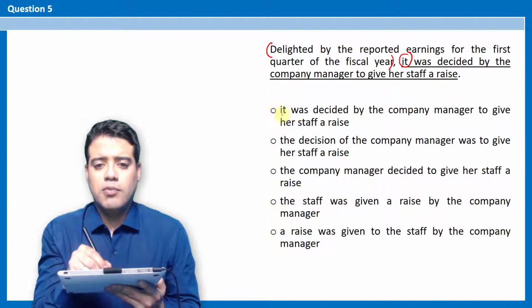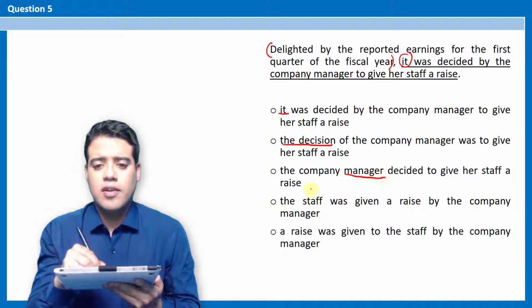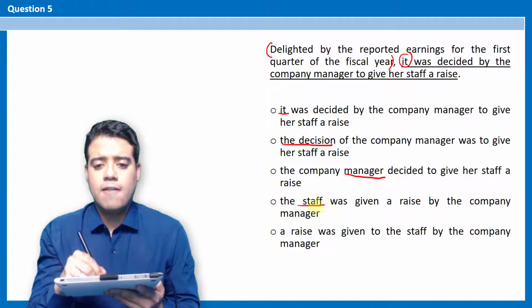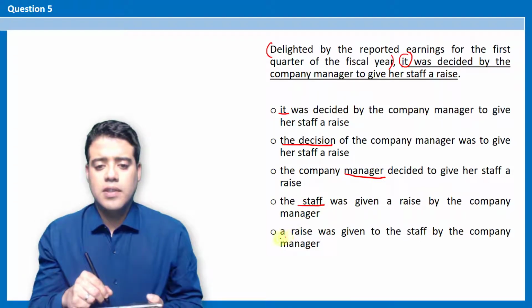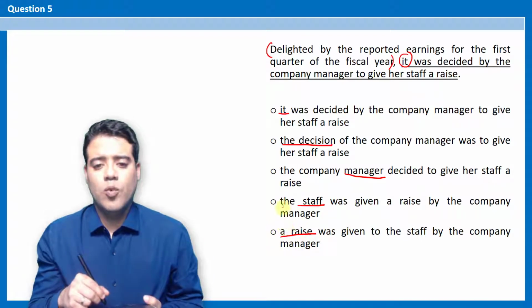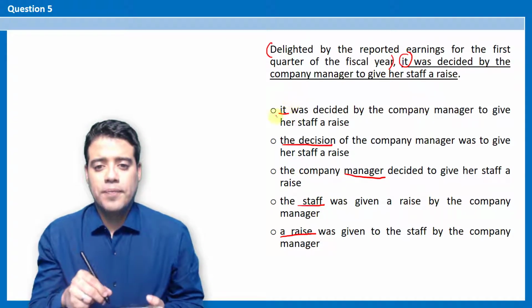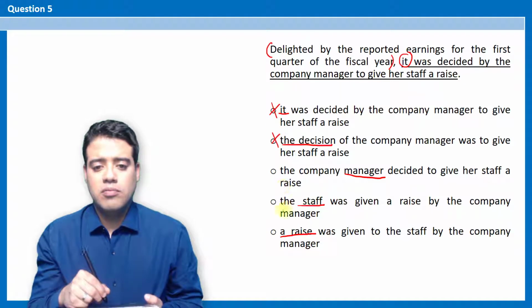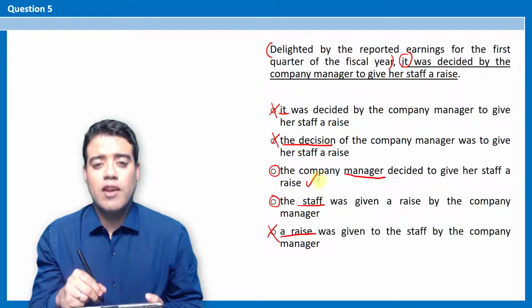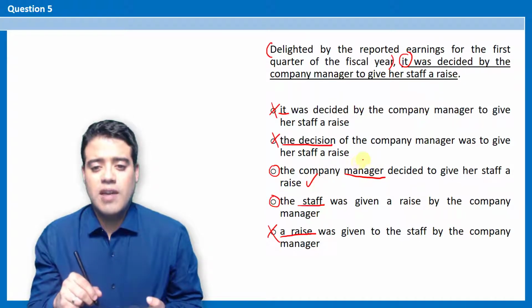So, look at the splits. It versus the decision versus the company manager versus the staff versus a race. What makes more sense there? Who was delighted by the reported earnings for the first quarter? It's not it, it's not the decision, it's definitely not a race. So you should think between the manager and the staff, and it makes more sense for the manager to know that information, right? Also is active.